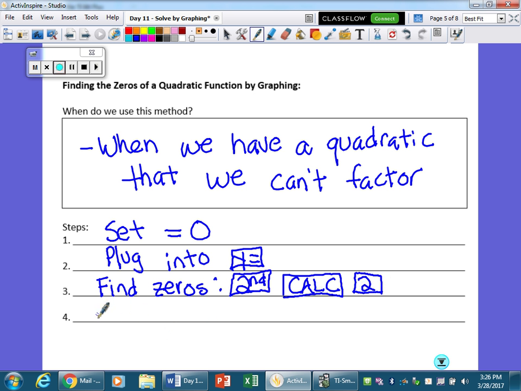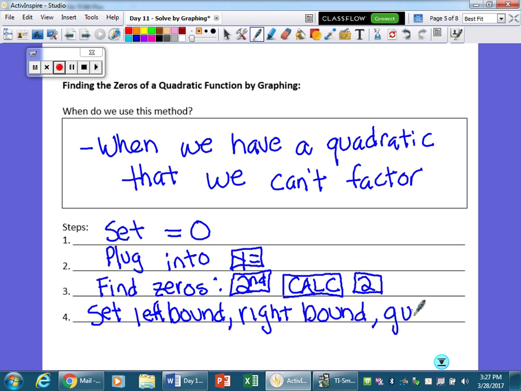And then there's steps inside the calculator. You have to set certain things so it knows what you're finding. You have to set what's called the left bound. Oops, I forgot the T. I'm not good at writing on this. Setting left bound, right bound. And then what you do is you take a guess. And again, the calculator will do this for you. It's not that bad. You just hit enter a couple times. And remember, our answer is a number, comma 0. That's what we're trying to find out.